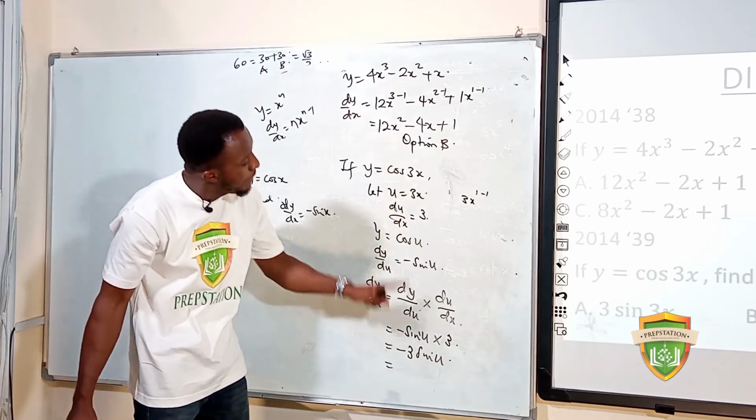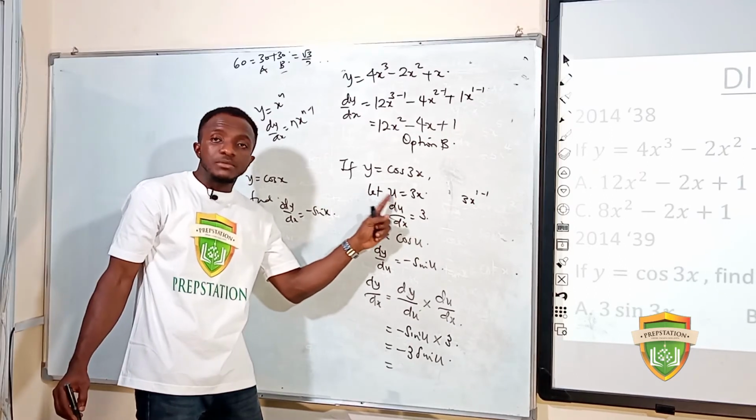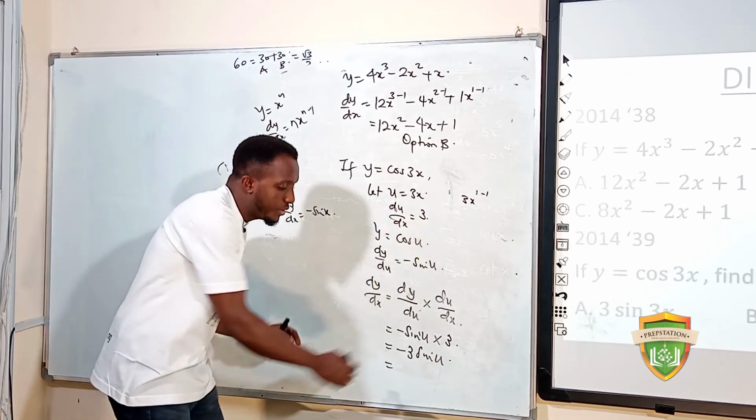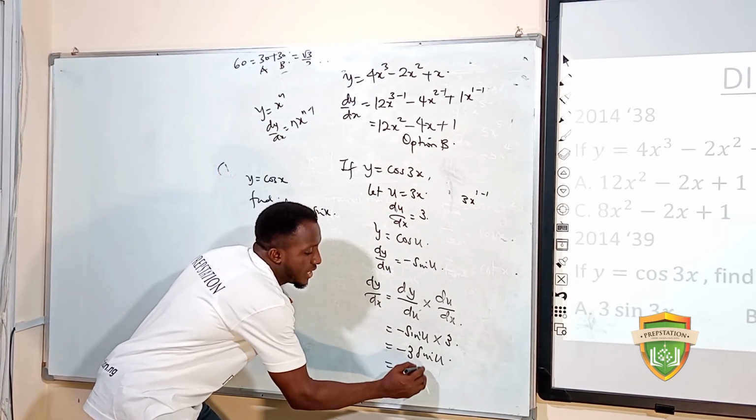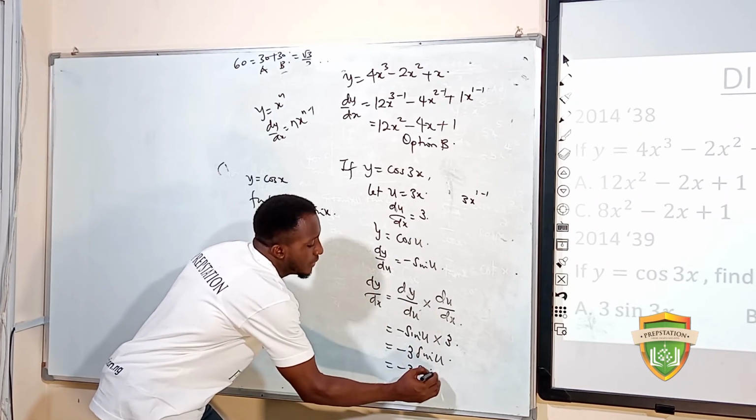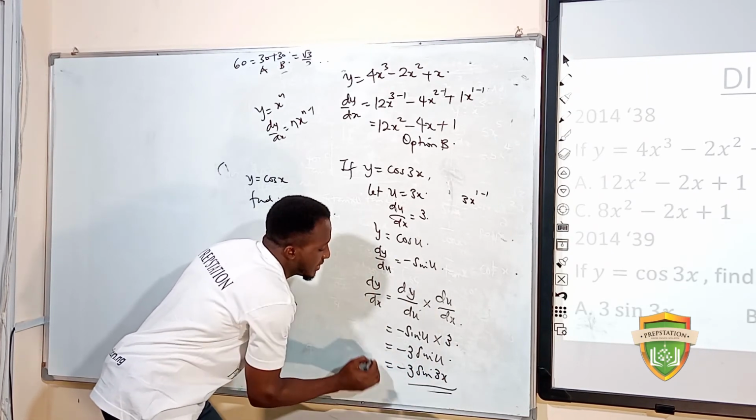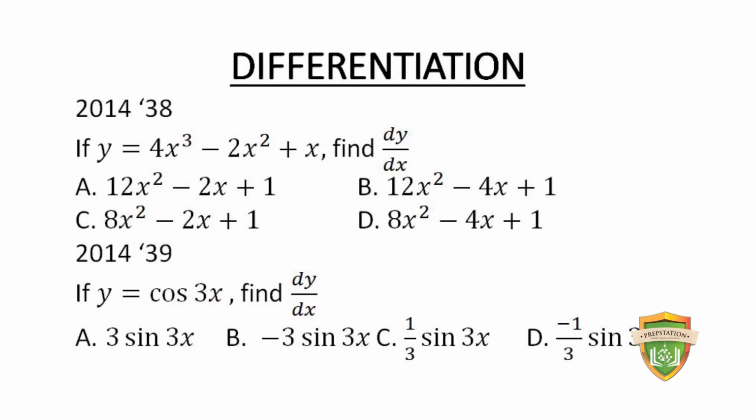So we have to remember that we did this. Remember this line, let u be 3x. So we replace that. We have minus 3 sine 3x. That is the answer. The dy/dx is minus 3 sine 3x. Do we have that there? Yes, option B is the correct answer.